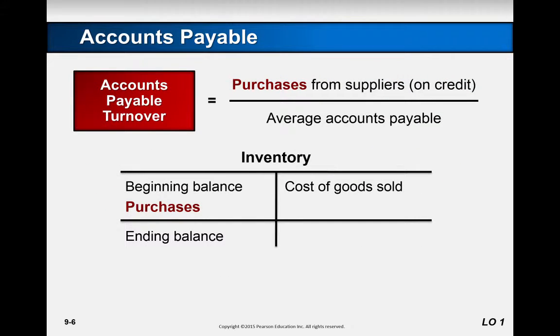So you should have in your Excel template accounts payable turnover, which includes purchases from the supplier, and you divide that by your average accounts payable. Remember, beginning balance plus ending balance, and if you divide that by 2, that would give you your average accounts payable balance. And notice our T account, beginning balance plus purchases minus your cost of goods sold equals your ending balance. You should have both of these in your Excel template to help you when you are taking the exam.